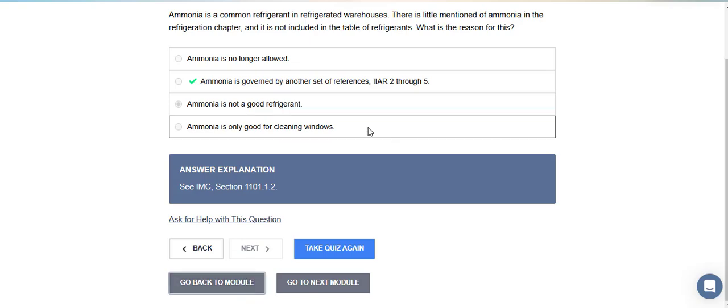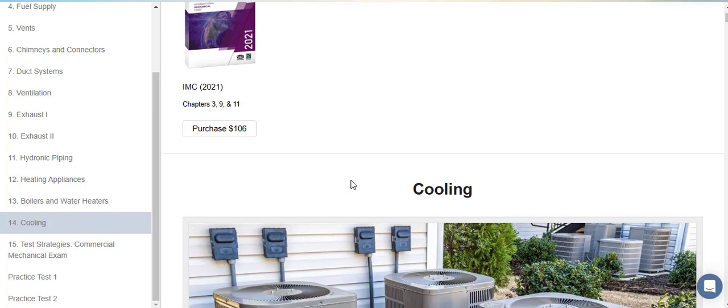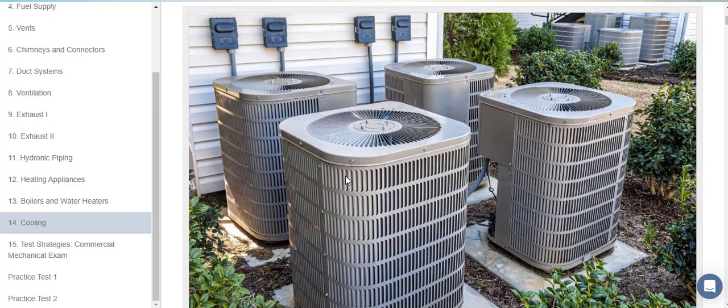Let's go back to the module. Now we have finished the course for the international commercial inspector. This is the last one, and the next video will be about testing. This is a very important video about testing strategies for the commercial mechanical exam, how we pass the exam, and after this we will finish with two exams.